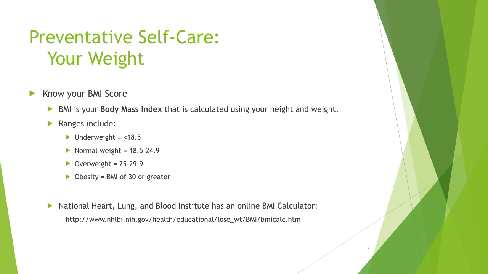It's calculated using a ratio between your height and your weight, and the healthy ranges are going to be listed here. And there's also a link here on the slide to the National Heart, Lung, and Blood Institute, and they have their own calculator online if you'd like to type that link into your browser. I've got a chart here on the next slide, so feel free to pause and copy that link, or we can move on and take a look at this chart.